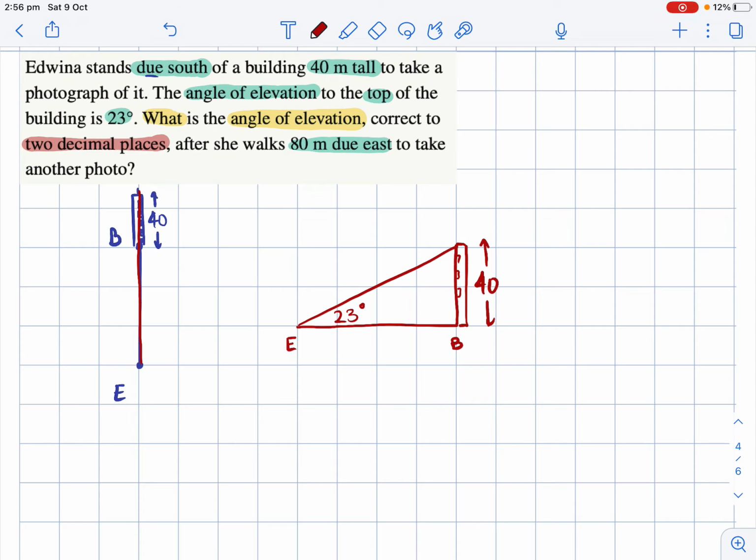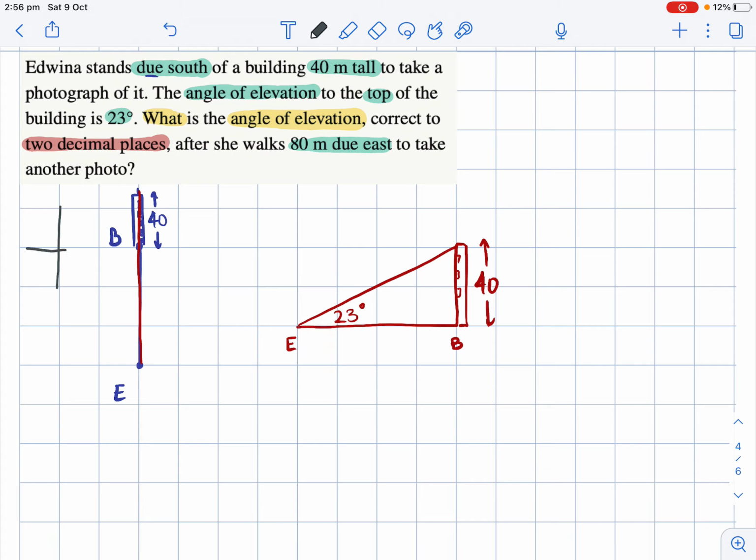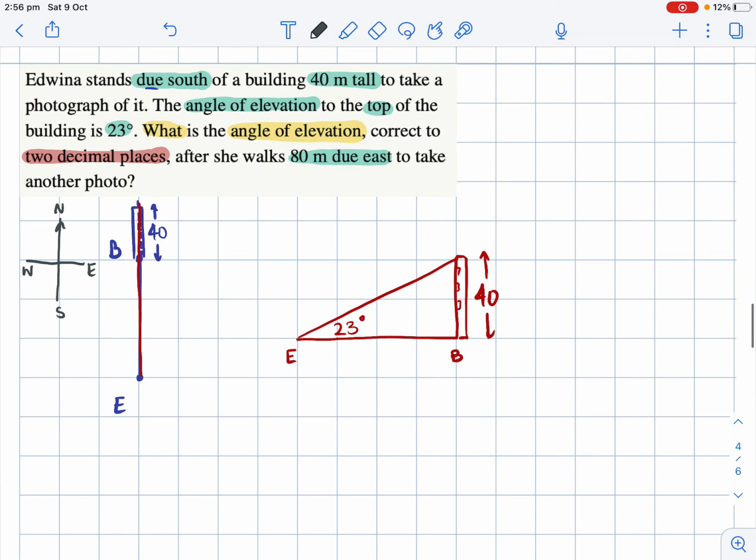So at the moment, I'm just scribbling some notes to get my thinking happening. After she walks 80 metres due east. All right, so again, we've seen that east, we've seen that south. Maybe you jotted down your little compass to say north, east, south, west when you started this question. So Edwina now walks off this way for 80 metres. And she looks back to the top of the building again. And we want to find out the angle of elevation to the top of the building now.